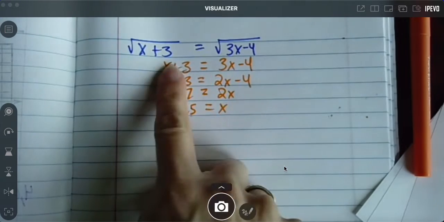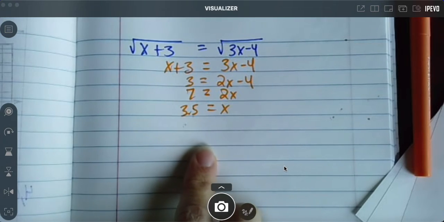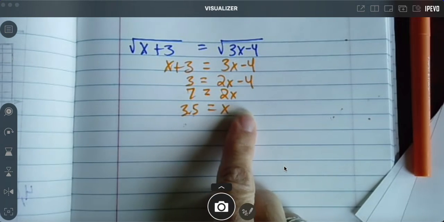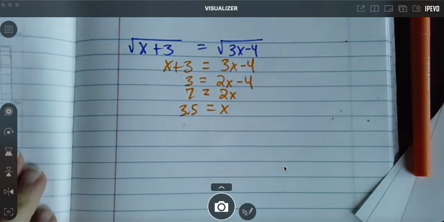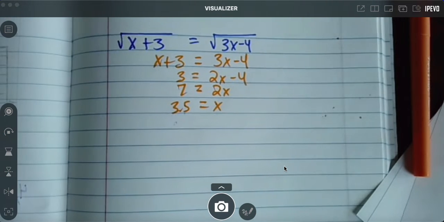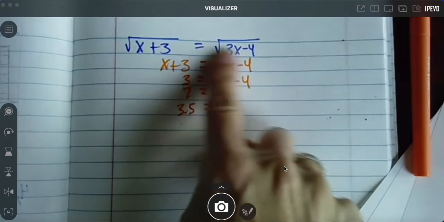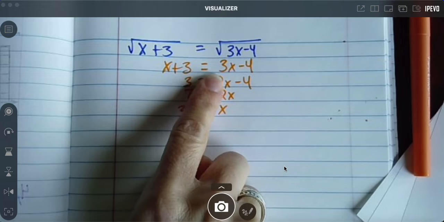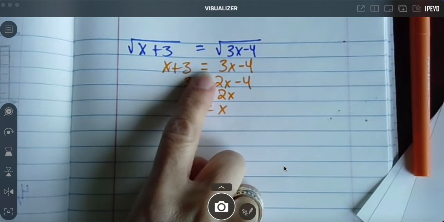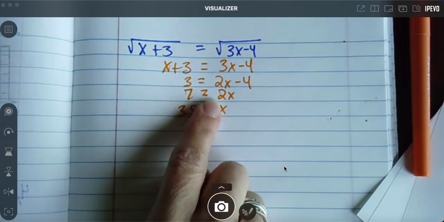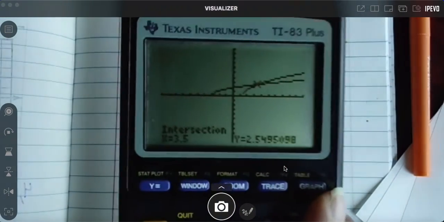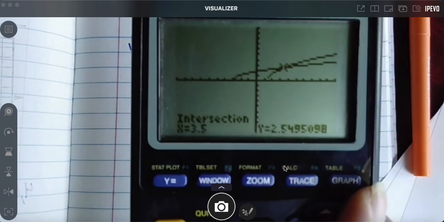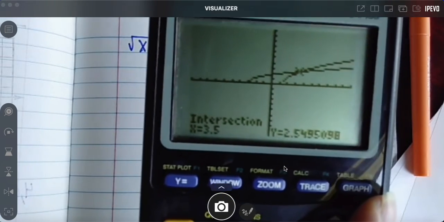So I could have solved it this way. This is how we've already solved these. We've done this all before, where we just square both sides to get rid of the square roots. So I just bring down, and then we solved for x. But now I'm showing you, I could have just graphed the 2 equations and found where they cross. And guess what? That works the same.